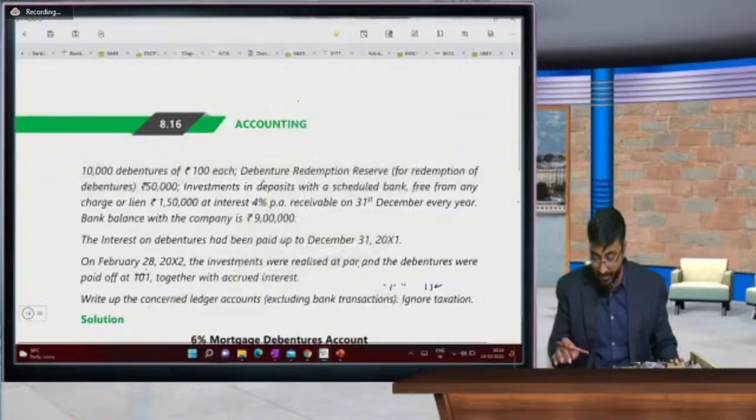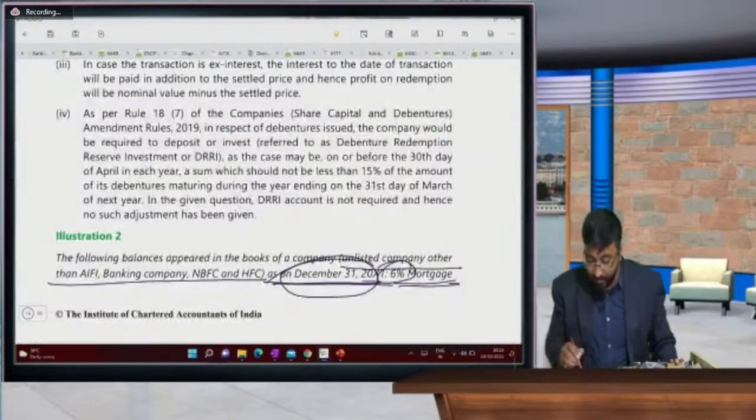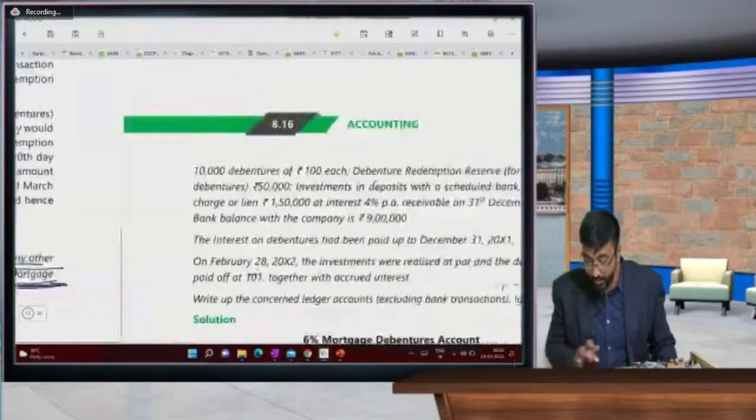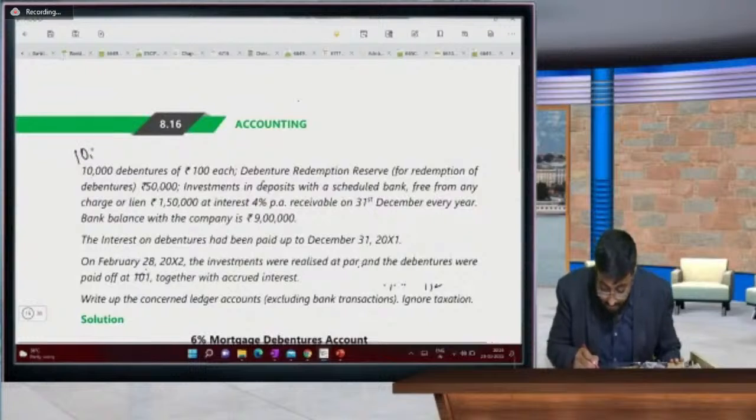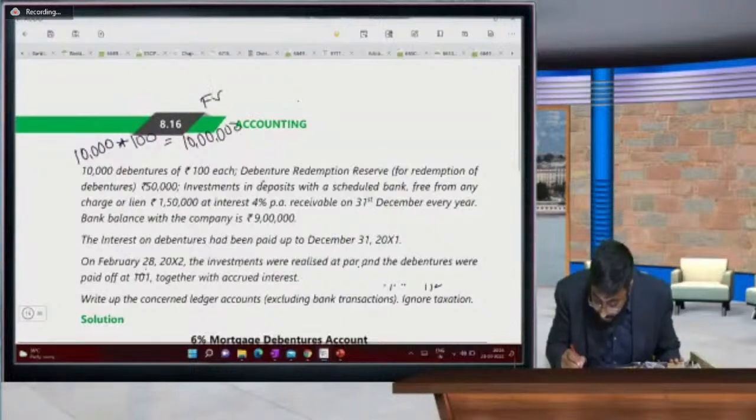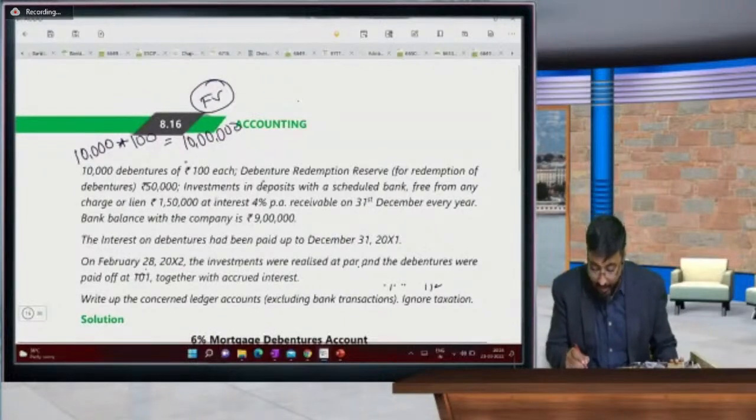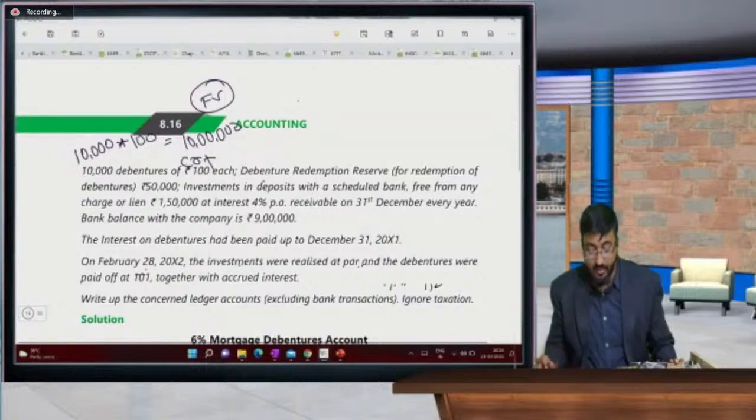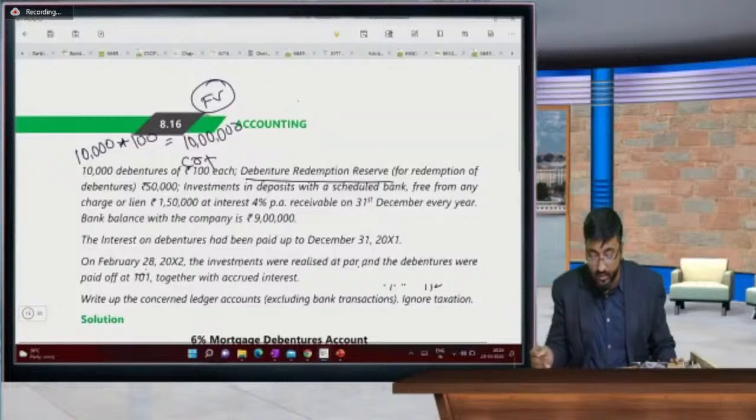Once again. See, this is an unlisted company. 6% mortgage debentures: 10,000 is the number into 100 is the face value. So what is the total face value? Total face value is 10 lakhs, and debentures have a credit balance, credit plus. DRR is reserves and surplus. It also has a credit balance, credit plus.